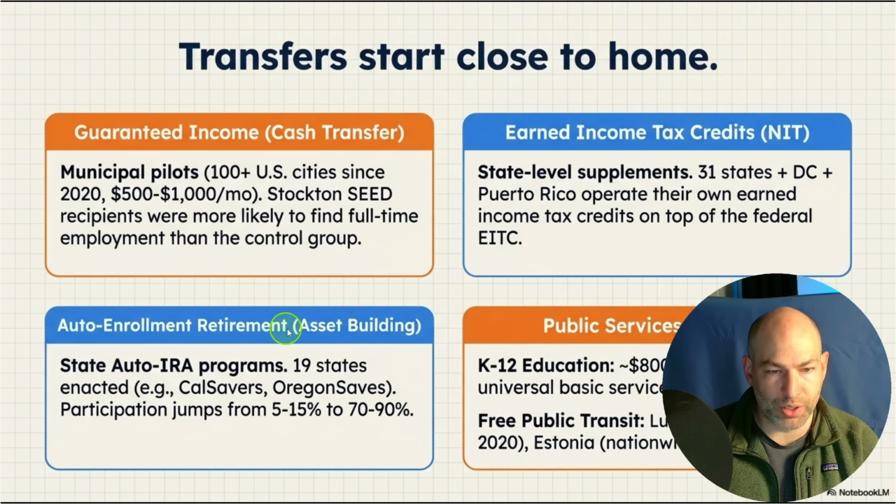Then auto enrollment retirement, so asset building, so state auto IRA programs. 19 states have enacted this, such as CalSavers and OregonSaves. Participation rates jump from 5 to 15% to 70 to 90%. One of the key things here is this is technically not a transfer, but this is something that the state can do to make capital accumulation automatic. And making it automatic, making capital accumulation the default policy, is exactly the kind of thing that we need to do.